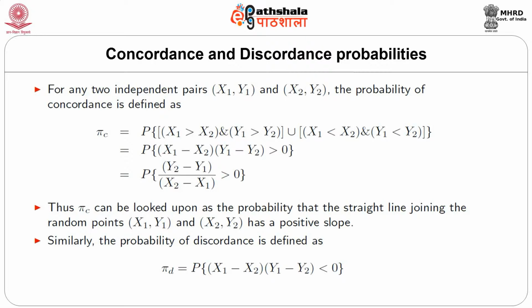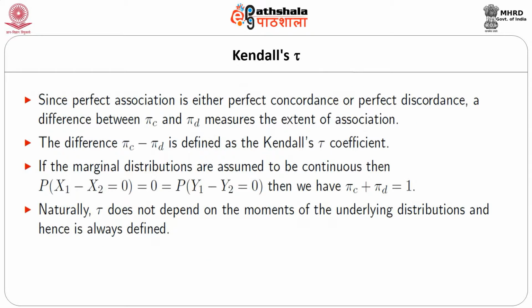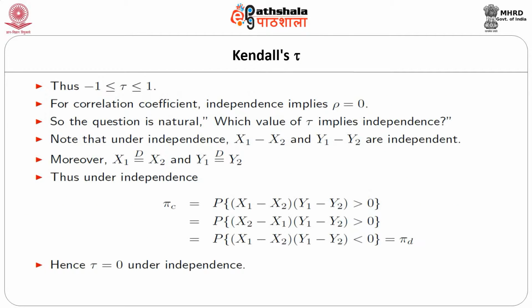Similarly, the probability of discordance is defined as pi_d, the probability that (x1 minus x2) multiplied by (y1 minus y2) is less than 0. Since perfect association is either perfect concordance or perfect discordance, a difference between pi_c and pi_d measures the extent of association. The difference pi_c minus pi_d is defined as Kendall's tau coefficient.